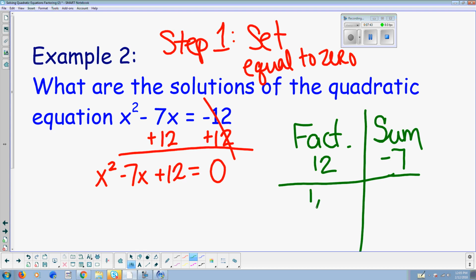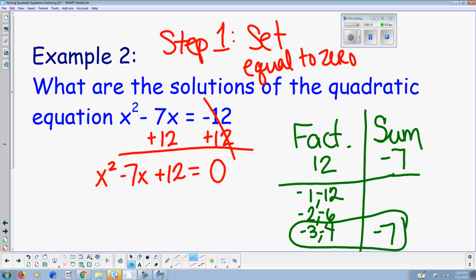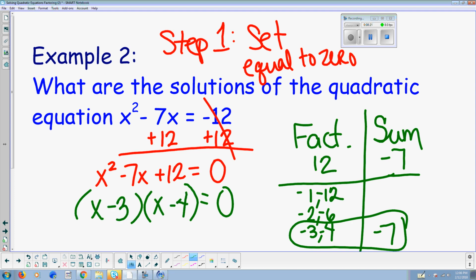So here, our factors of 12 I know are 1 and 12. I know 2 and 6. I know 3 and 4. And that is a complete list of factors. And I want the sum to be negative. So again, this time I'm looking for negative factors that multiply to be a positive and add to be a negative. So they're going to need to all be negatives. But I'm looking for the sum that will be negative 7, which is going to give me a winner at negative 3 and negative 4. So that means I'm going to factor into two binomials of x minus 3 and x minus 4.